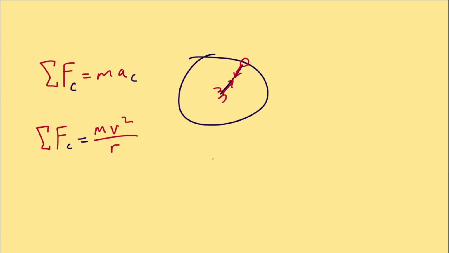If you want proof of this, here's real life proof. When you swing a ball in a circle like this, and you swing it really, really fast, and you let go, what happens to the ball? It doesn't start flying off like that, because there's no outward force. It flies off instead like that.